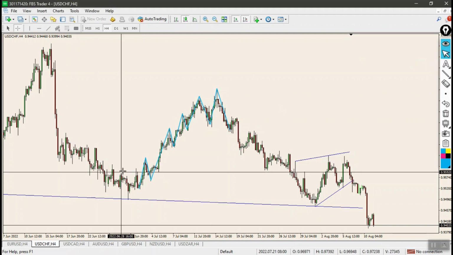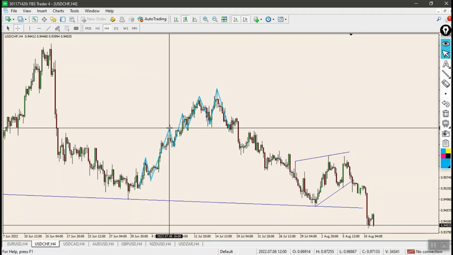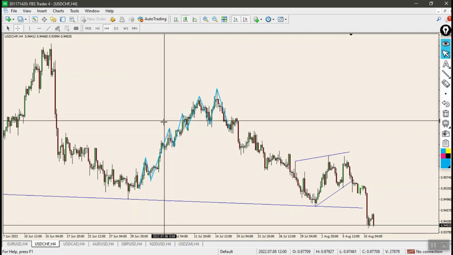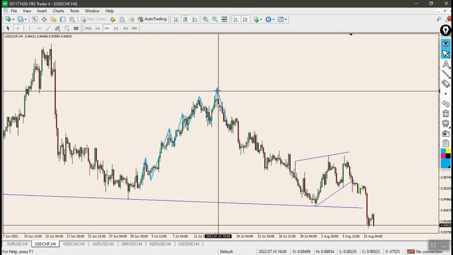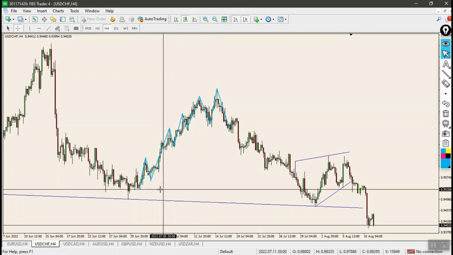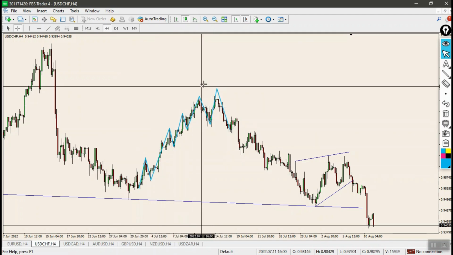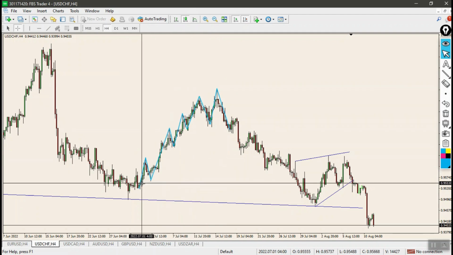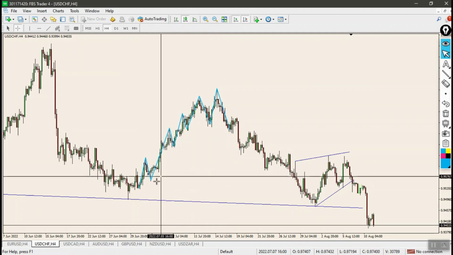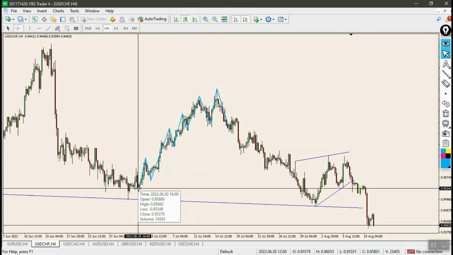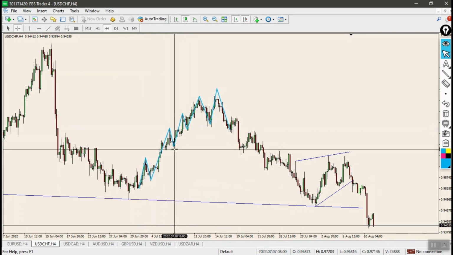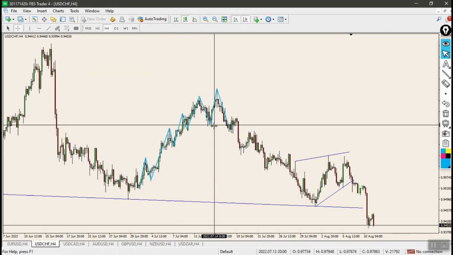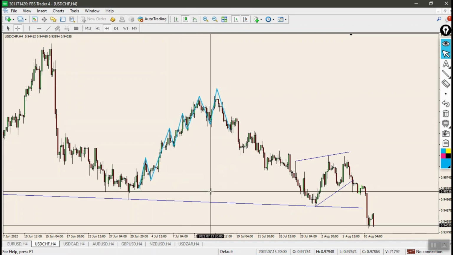Here are the highs right here, right? This high is higher than this one, this high is higher than that one, and this high is higher than the previous one. Even this one is higher than the previous one, making it higher highs on top of higher highs, and then higher lows, because this low is higher than the previous one, this low is higher than the previous one, this low is higher than the previous one, and this low is indeed higher than the previous one.